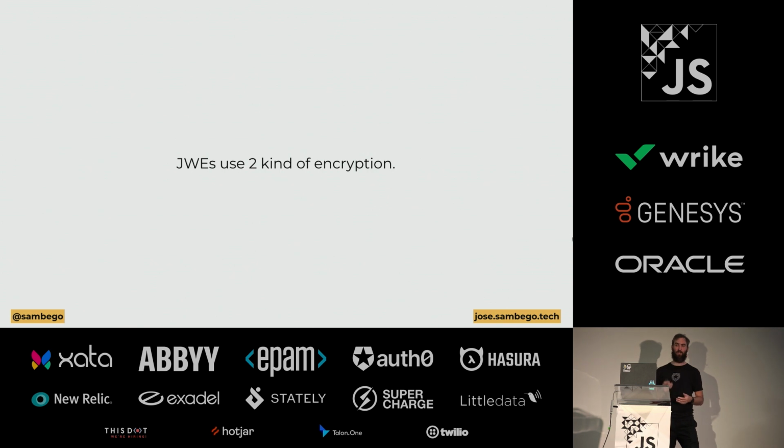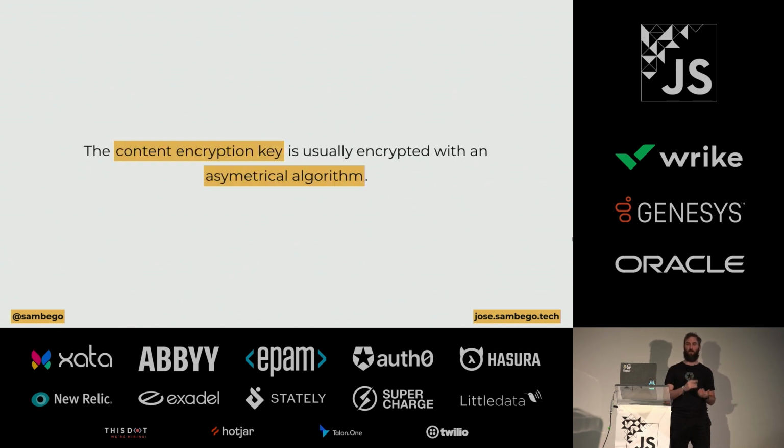So I mentioned this already, JWEs use 2 kinds of encryption. The content encryption key is usually encrypted with an asymmetrical key. Asymmetrical because the key is relatively short. We know the size of it, so we're going to use a more secure but a bit more complex algorithm to encrypt that encryption key.